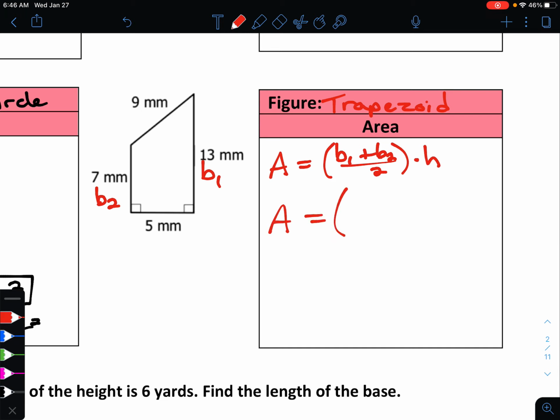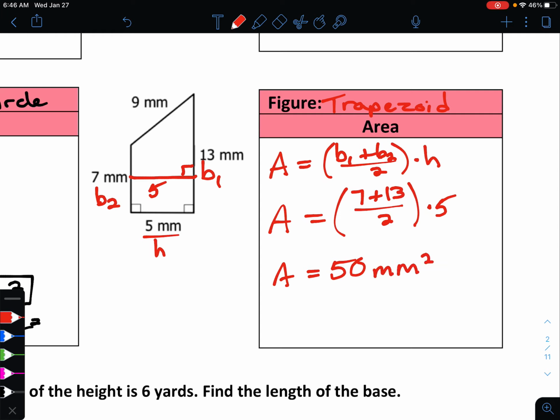All right, so let's go ahead and add those together. We'll take 7 plus 13, divide by 2, and then multiply that by your height. And again, that height is your distance in between those two sides, and that is the 5 millimeters, which we had right here. So that's going to be our height. Now we'll see what that gives us. Turns out that becomes 50, and then we'll make sure to include our label, which is millimeters squared, after it.